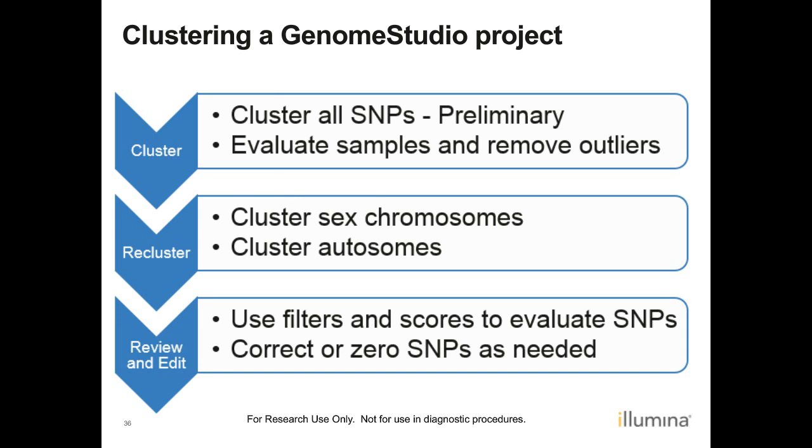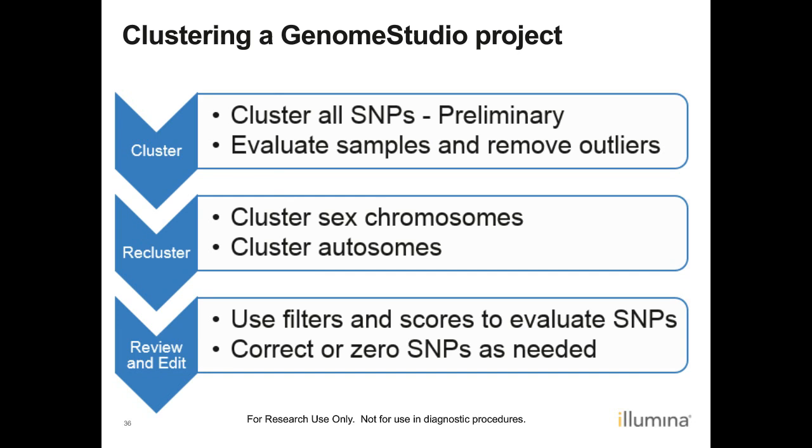The next step is to actually recluster all of the SNPs, separating out the genders. So you're going to cluster sex chromosomes such that males will be only used to cluster the Y chromosome SNPs and females to cluster the X chromosome SNPs.